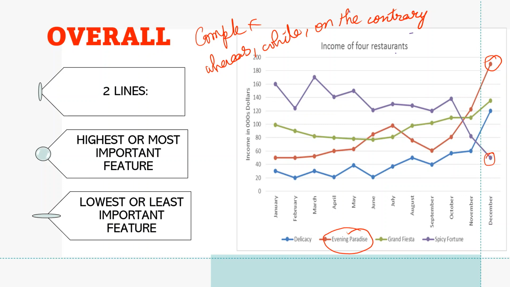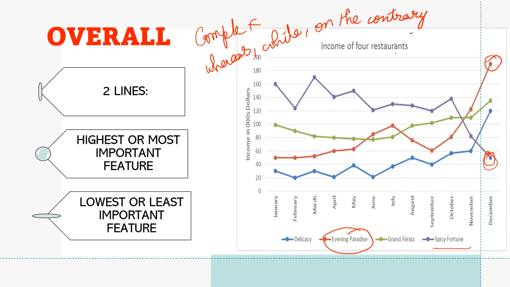So you can say it is evident that Evening Paradise was at the peak at the end of the year, while Spicy Fortune went through a nosedive at the same period of time, something like that. Okay, so now I'm saying this one saw a very good hike, it saw a peak, whereas this one saw a nosedive, that is, it took a dip, it declined drastically.